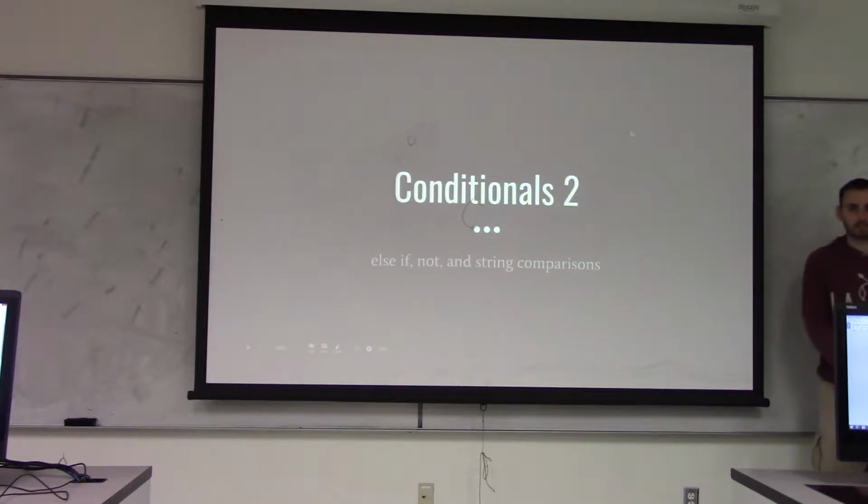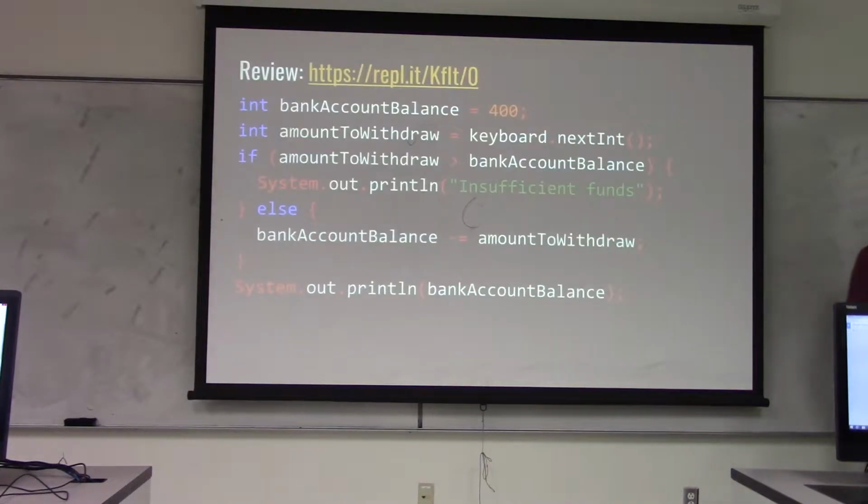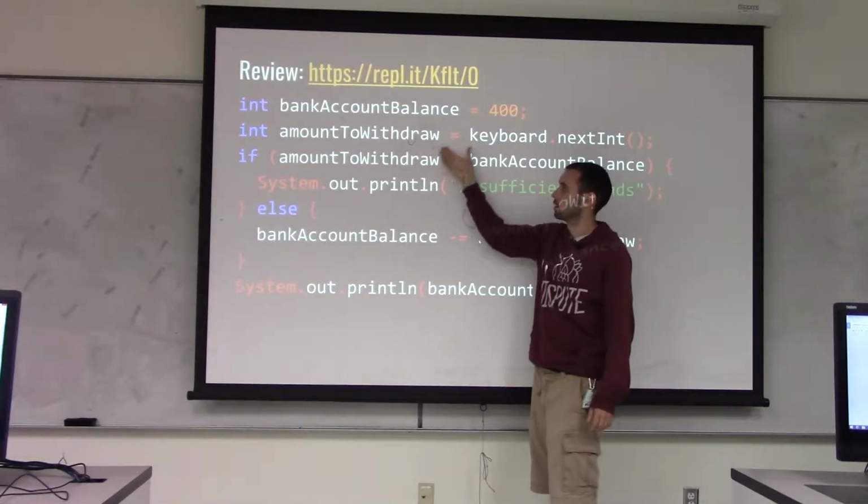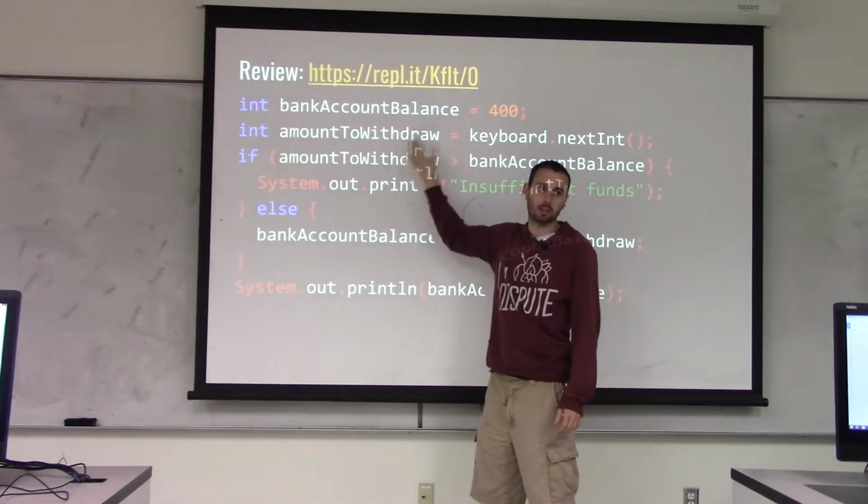So we're going to look at a few more conditionals before we jump into this lab stuff. The example we looked at last week was the bank account balance example. I have my bank account balance. I set that equal to 400. I get an amount to withdraw from the user. They say, I want $50.